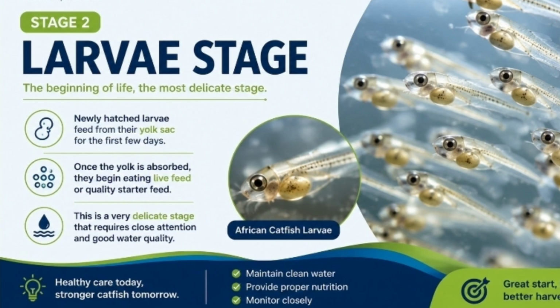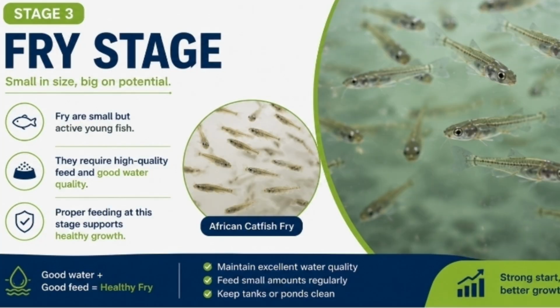Now we are moving on to the 3rd stage. On your screen right now, you can see the 3rd stage of the African catfish growth. This stage is called the fry. Fry are small but active young fishes.